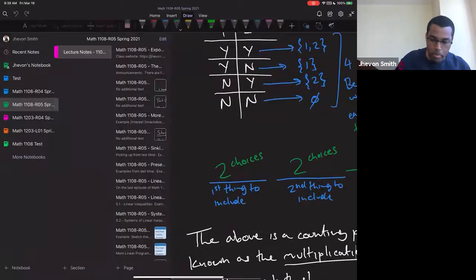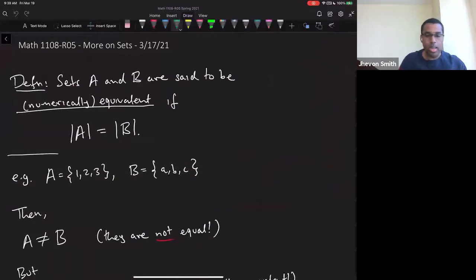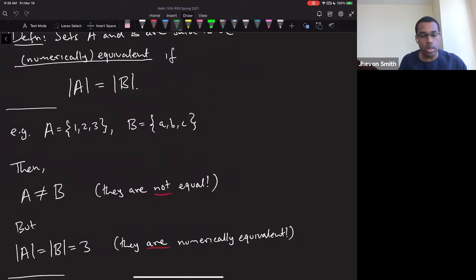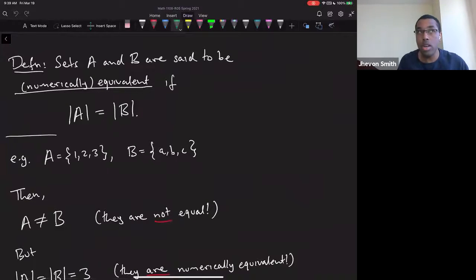So those are just some of the basic definitions. Some more basic definitions: equivalency as opposed to equal. Two sets are equivalent if they have the same number of elements.